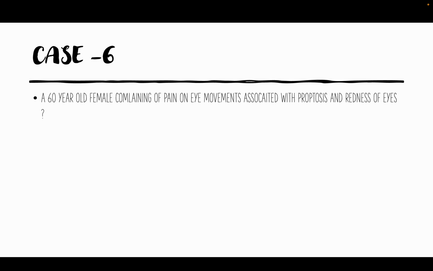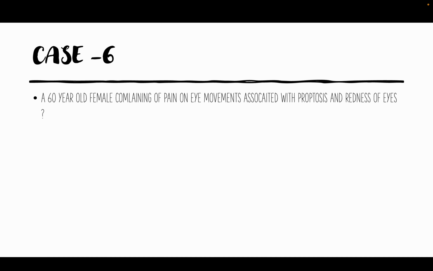A 60-year-old female complaining of pain on eye movement associated with proptosis and redness of eyes. Always when they tell you pain on eye movement, look for orbital causes. Pain on eye movement is classically seen in orbital causes. That can be thyroid eye disease, orbital lymphoma or orbital myositis. Anything is a possibility. So here, with pain on eye movement associated with proptosis and redness of eyes, the first thing I'll think about is thyroid eye disease.